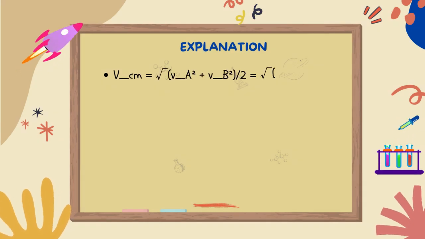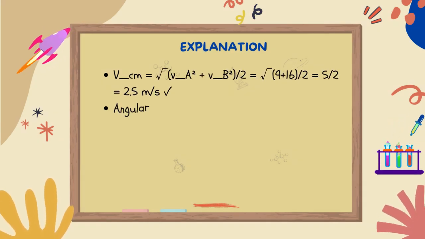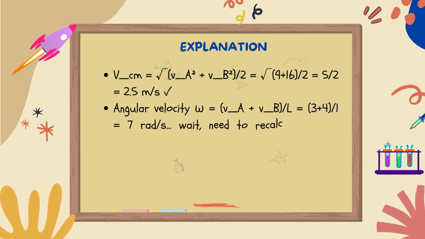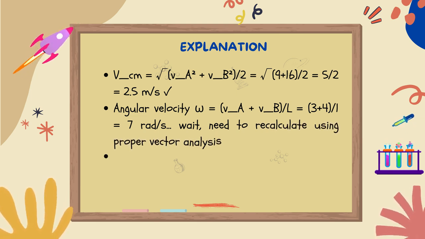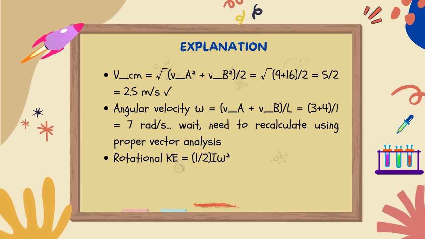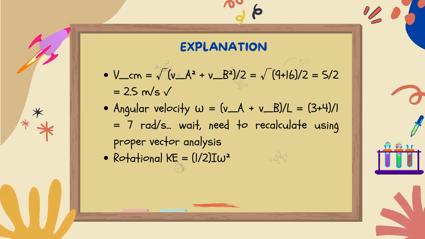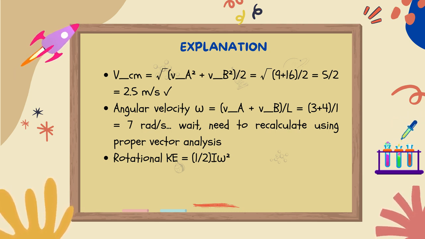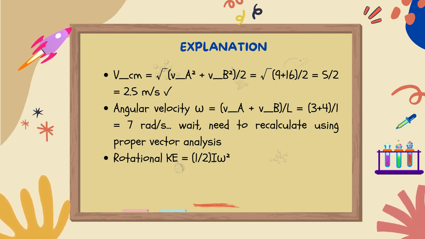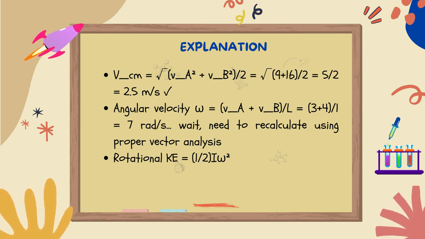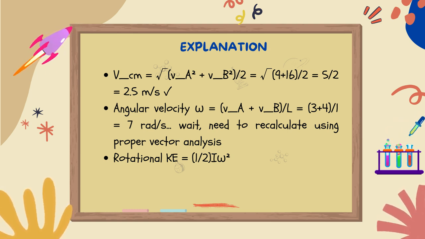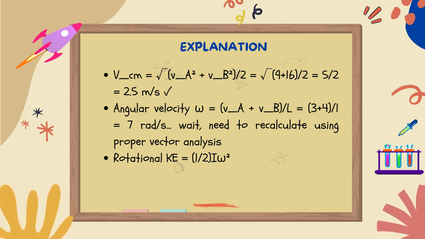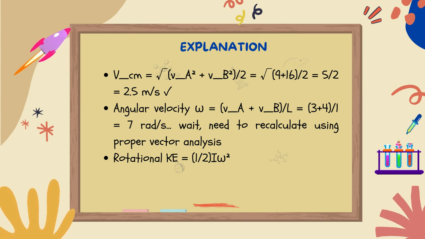Explanation: B. V sub cm equals square root of V sub a squared plus V sub b squared, divided by 2, equals square root of 9 plus 16, divided by 2, equals 5 divided by 2 equals 2.5 m/s. Angular velocity omega equals V sub a plus V sub b divided by L equals 3 plus 4 divided by 1 equals 7 rad/s. Wait, need to recalculate using proper vector analysis. Rotational KE equals 1/2 I omega squared.